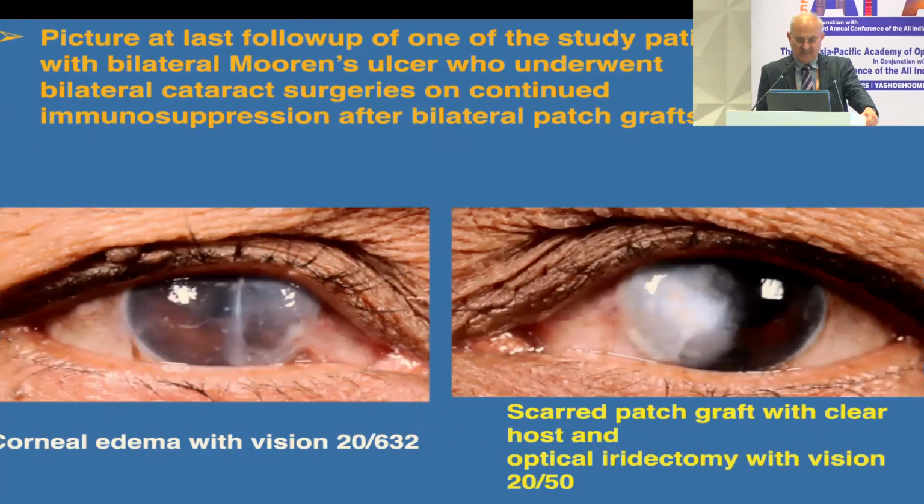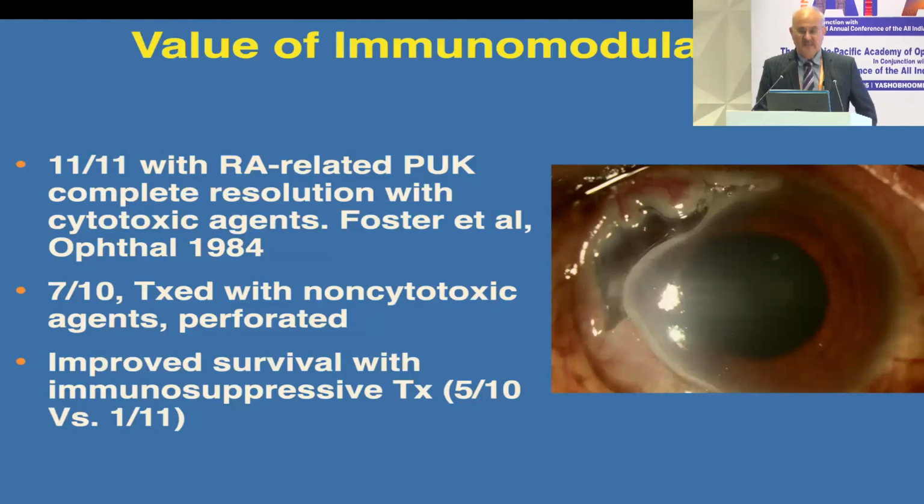This is another example of a patient. Half the cornea is remaining, but still from that he is able to see 20/50. We cannot overemphasize the value of immune modulation. It's very, very important that we either use it ourselves or we collaborate with a rheumatologist, hemato-oncologist, immunologist, whosoever you can find.